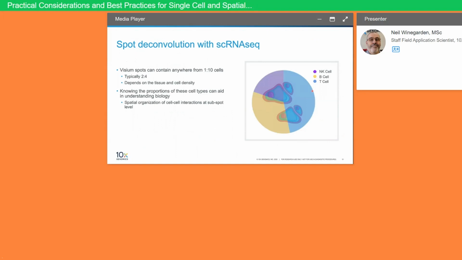As I mentioned before, the spots on our spatial transcriptomics platform are currently 55 microns in diameter. As such, one spot could contain more than one cell or cell type, theoretically between 1 and 10 cells. Typically, it's more like 2 to 4 cells. New approaches are emerging that allow for a deconvolution of the signature within a given spot. In this way, it's possible to estimate the total contribution of individual cell types.